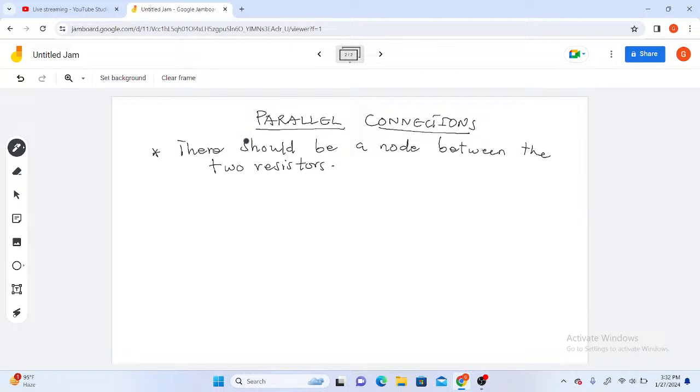So the first condition, there should be a node between the two resistors, right? That is the first thing you observe when you are given any two resistors, for you to consider them and also check if they are in parallel.